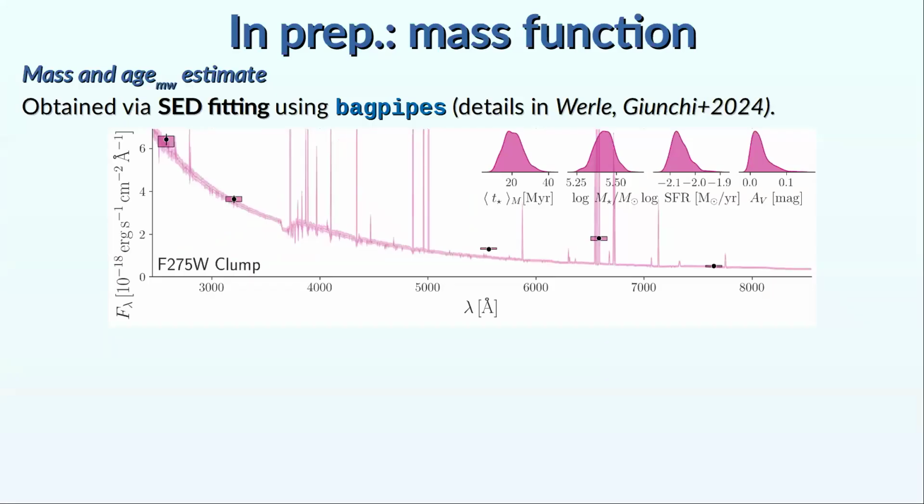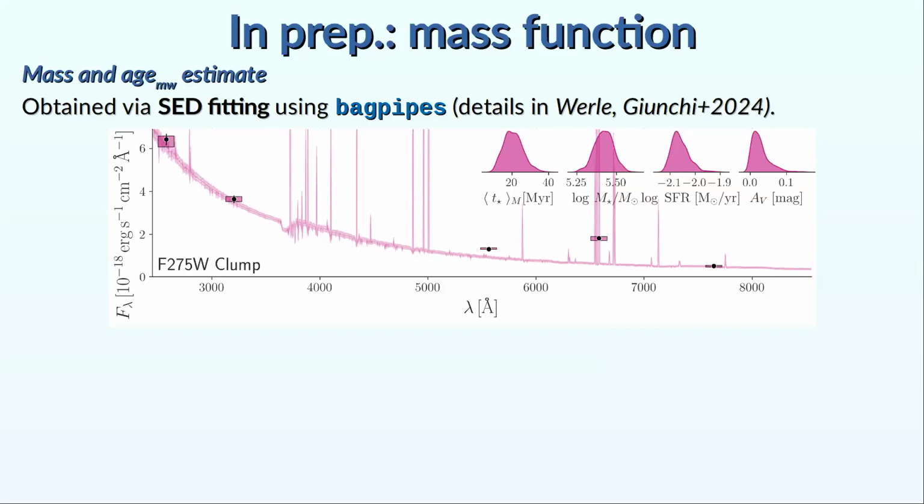So as an ongoing work, I'm studying the mass function of the clumps. The masses and the ages are already published in this paper. You can see here an example for a UV clump. We fitted the SED, the 5 filters of HST, with Bagpipes, and these are the best fitting spectra, with also the distribution of the outputs. This is the age, the stellar mass, the star formation rate, and the dust extinction.